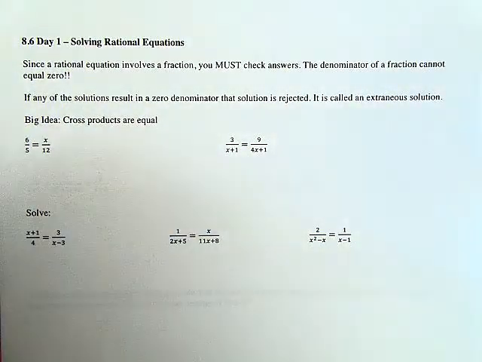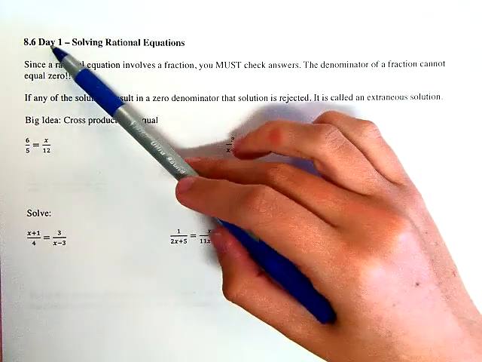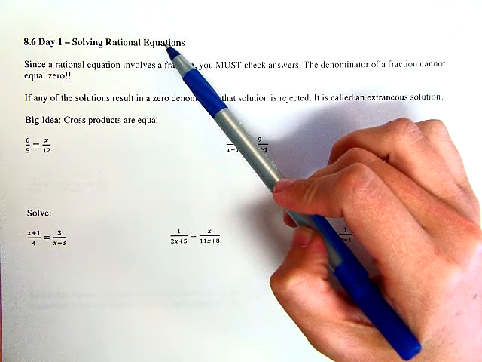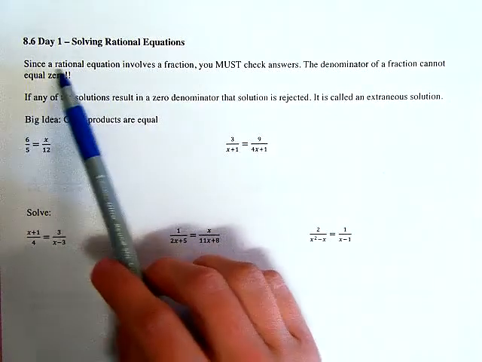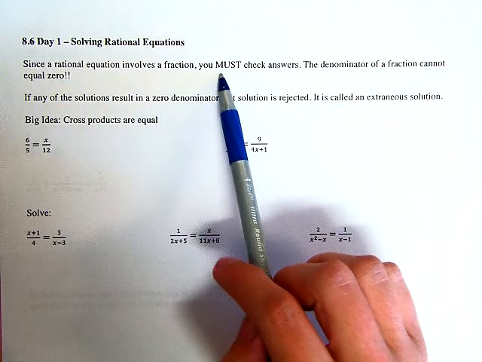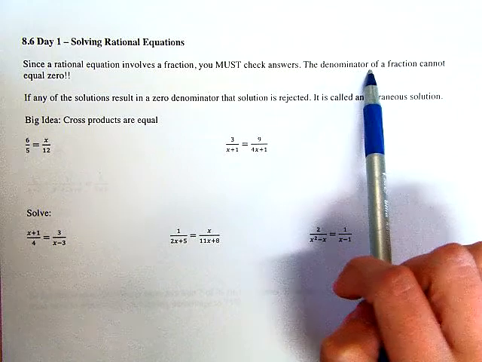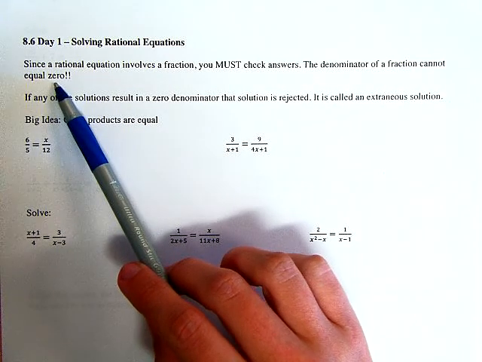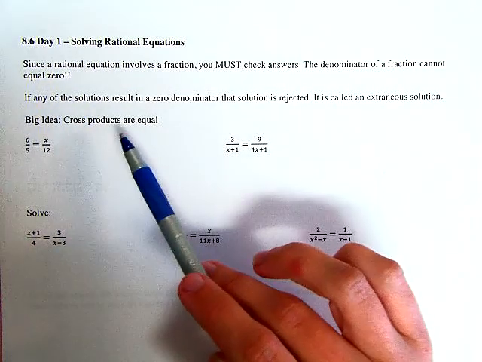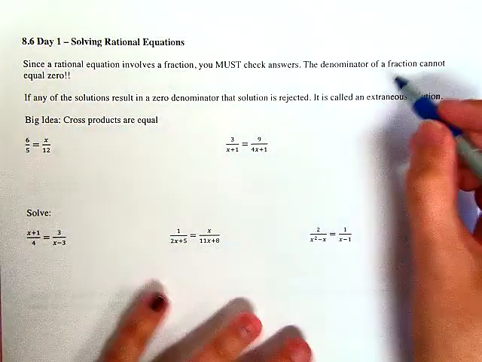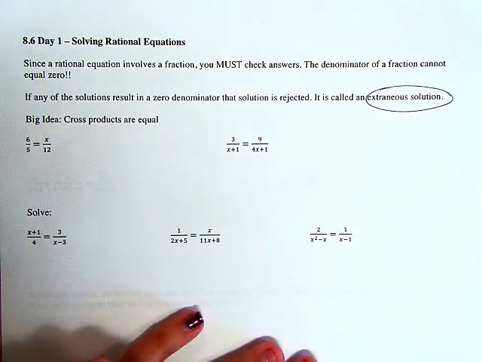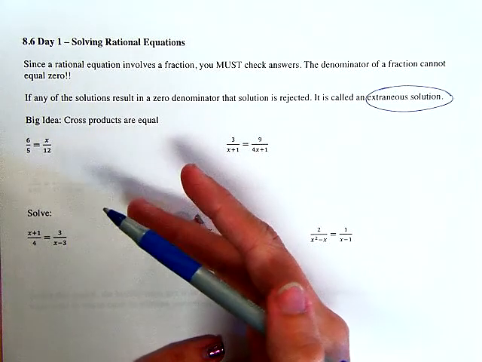Okay, so here's the notes for 8.6 day 1, solving rational equations. Up here it says, since a rational equation involves a fraction, you must check answers. The denominator cannot be 0. What happens when the denominator is 0? Undefined. So that's what we call an extraneous solution, if it makes the bottom equal 0.